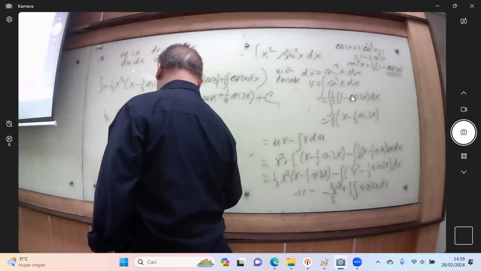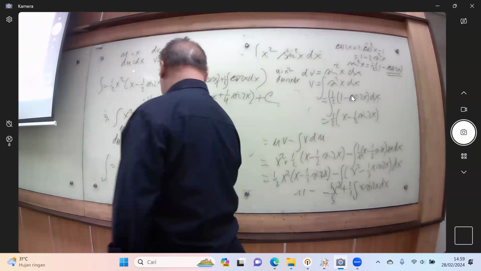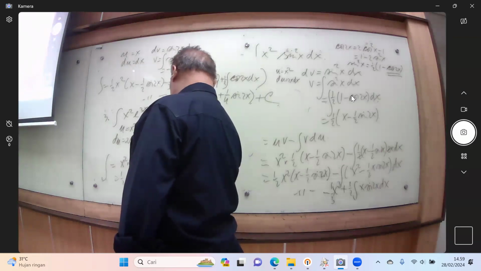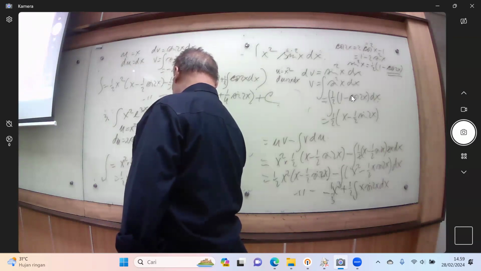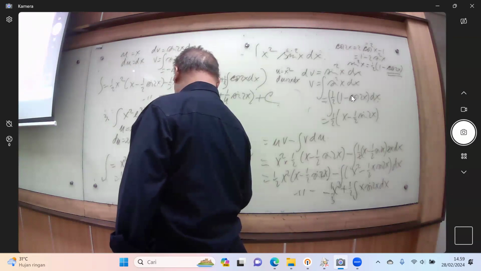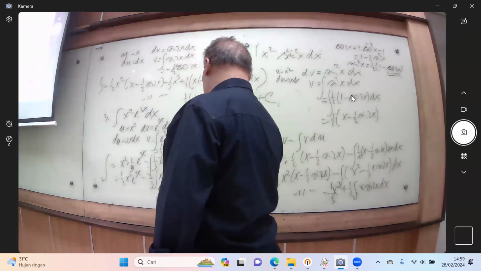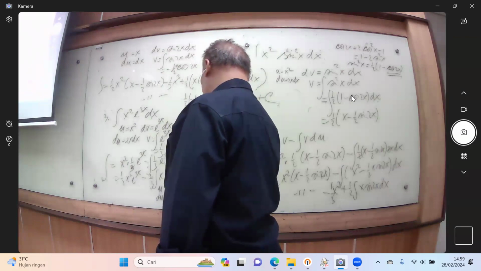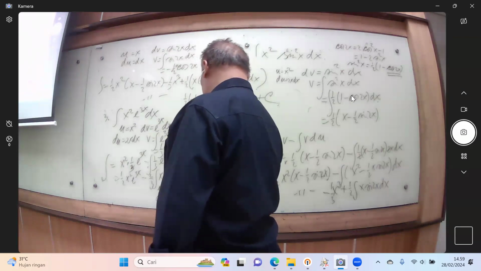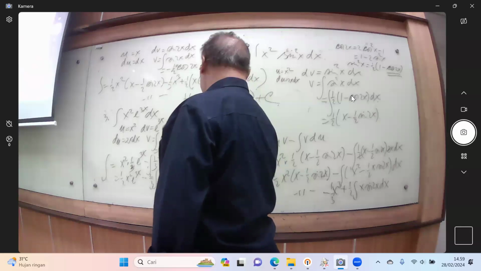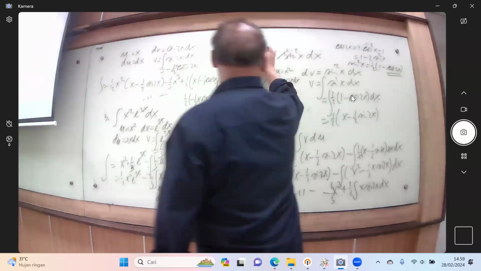So it becomes x squared e power of 3x minus 2 divided by 3 integral of x e power of 3x dx. Now for this one, we use integration by parts again. So u is x, then du is dx. And again, dv is e power of 3x dx, and v, we know, is 1/3 e power of 3x.